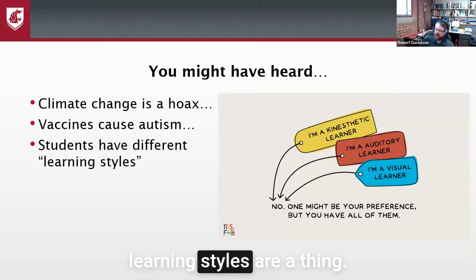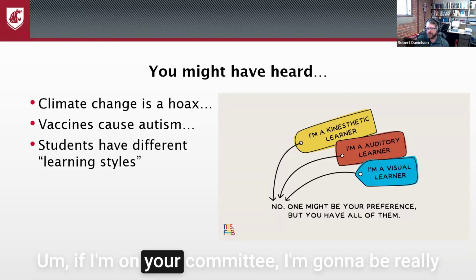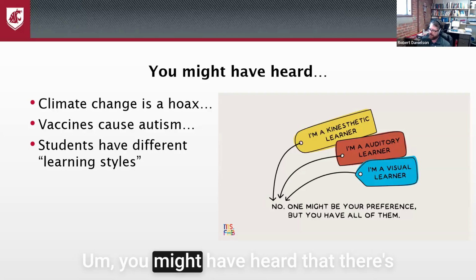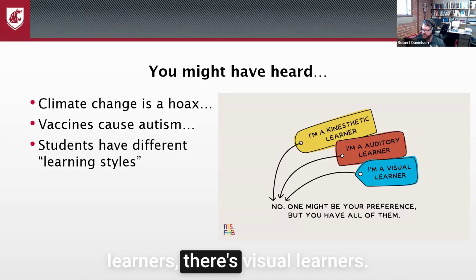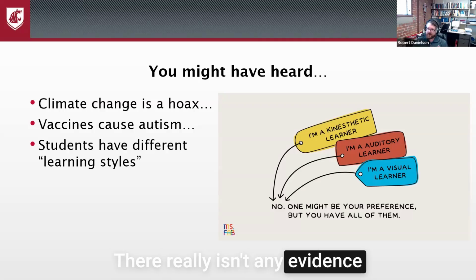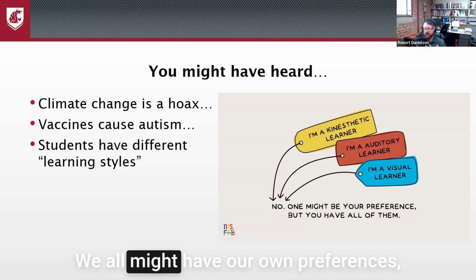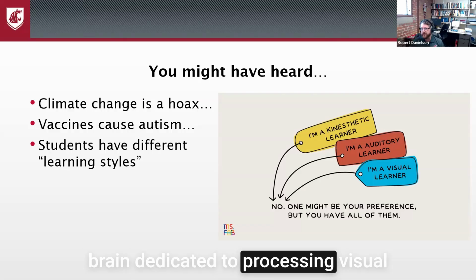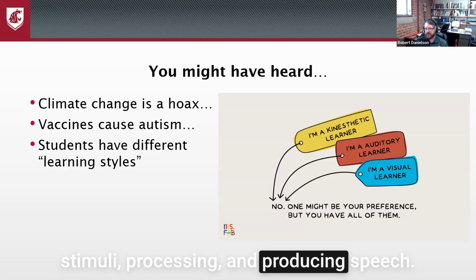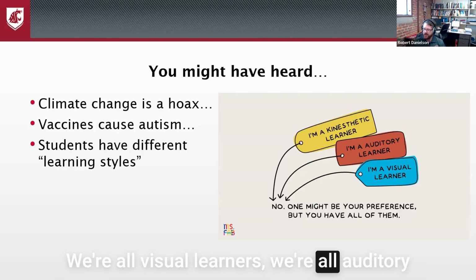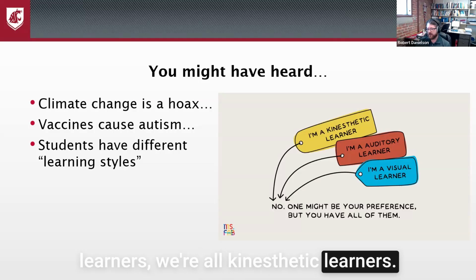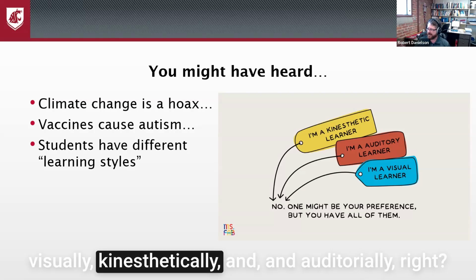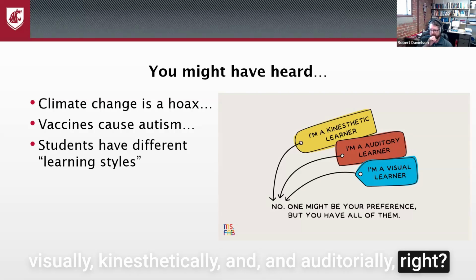You might have heard that learning styles are a thing. If I'm on your committee, I'm going to be really grumpy because learning styles are not a thing, right? You might have heard that there's kinesthetic learners, there's auditory learners, there's visual learners. There really isn't any evidence to support this, right? We all might have our own preferences, but we have a pretty sizable area in our brain dedicated to processing visual stimuli, processing and producing speech. We're all visual learners. We're all auditory learners. We're all kinesthetic learners. We might have preferences, but these don't define who we are. And we should all be able to learn visually, kinesthetically, and auditorially, right?